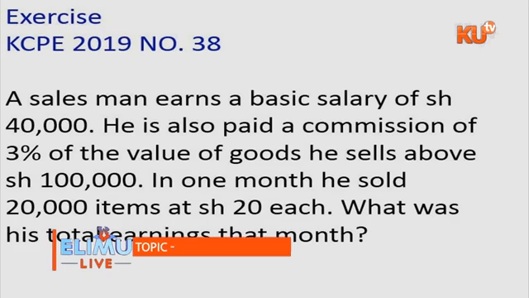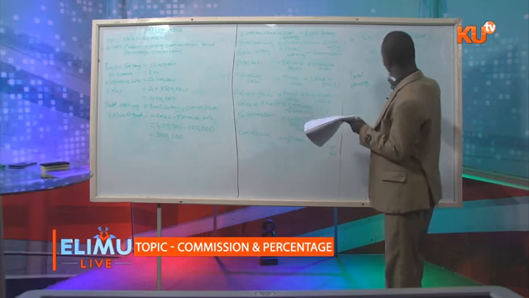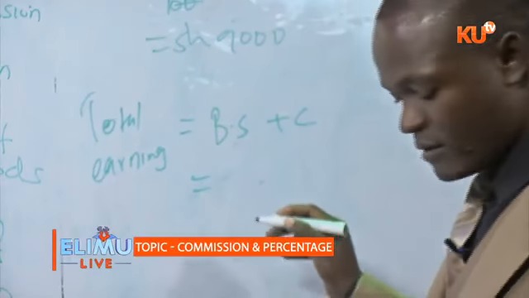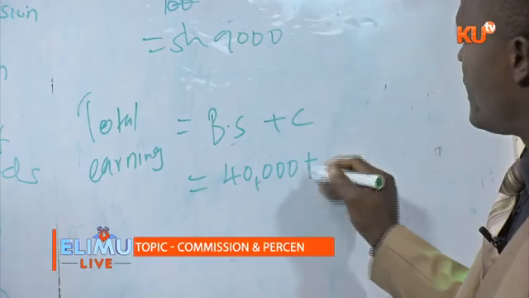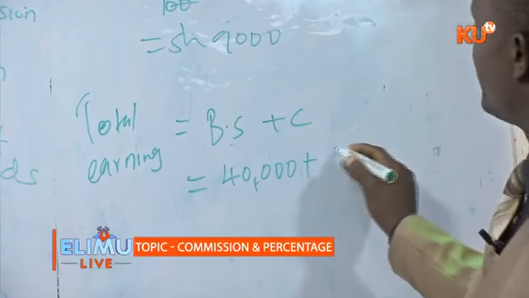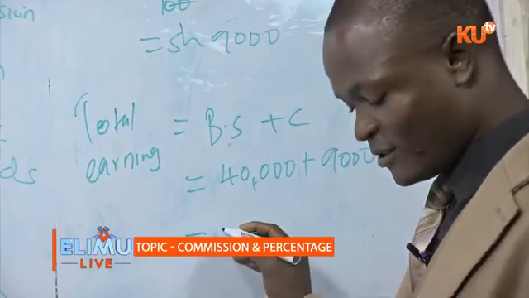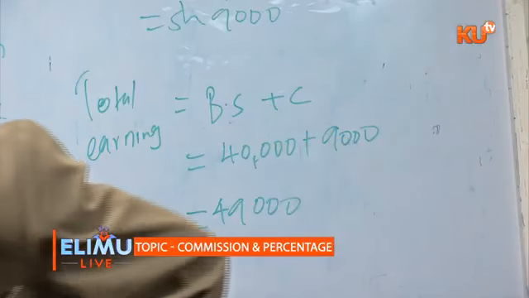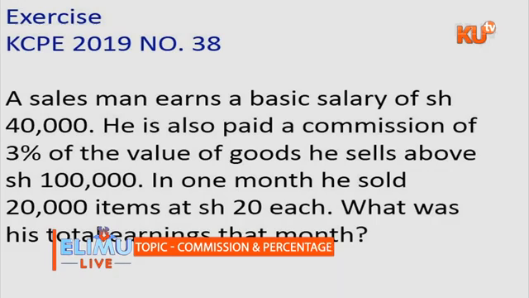That month? So total earning is equal to basic salary plus commission. So the basic salary is 40,000 and then plus 9,000. So his total earning is going to be 49,000 shillings. So that is his total earnings.